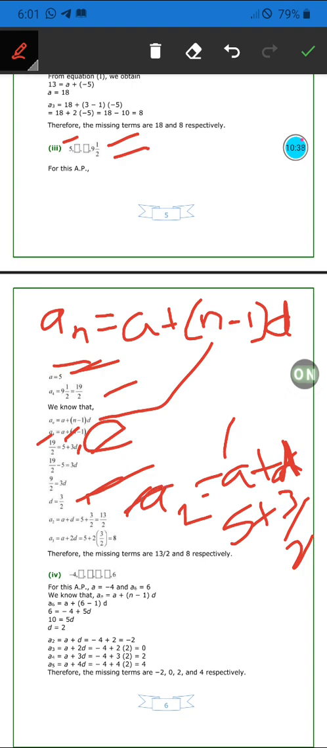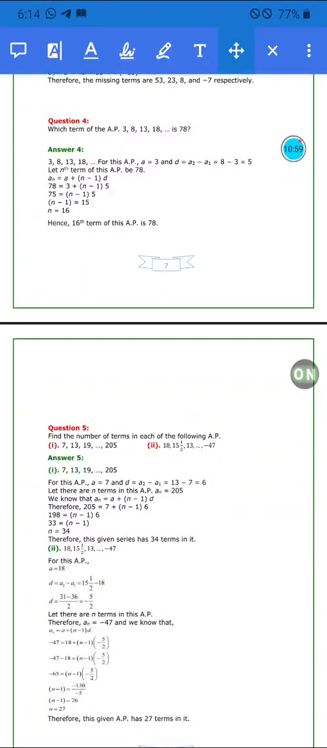Same as A2, A3 means A plus 2D. By putting the values of A and D, we get 8. So A2 is 13 by 2, A3 is 8. Students, we skip the fourth and fifth question answers in the third question, because their answers are the same as the previous questions.